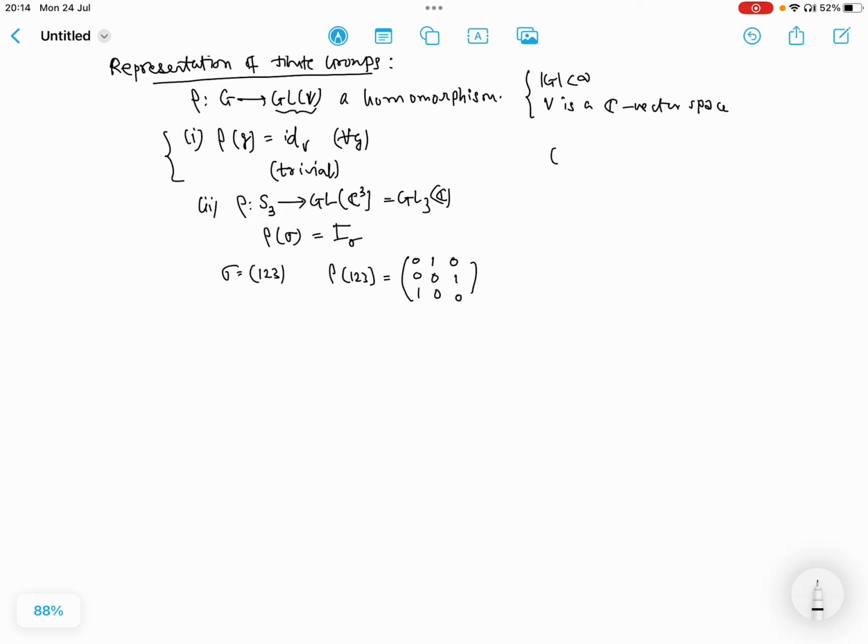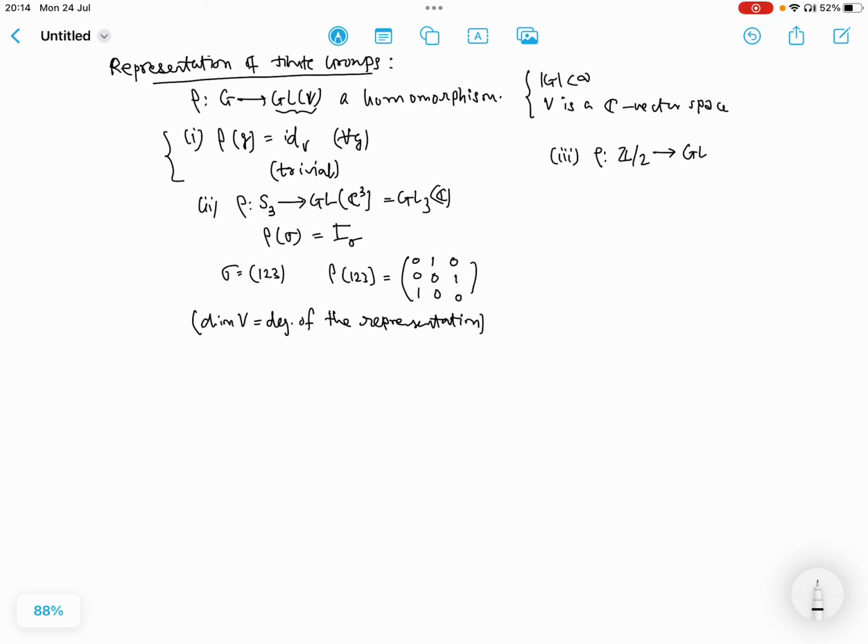Okay, let's see another example, a representation from Z2 to some one-dimensional representation. The dimension of V is called the degree of the representation. So in the second example, it was a three-dimensional, degree three representation. Let's see a degree one representation.